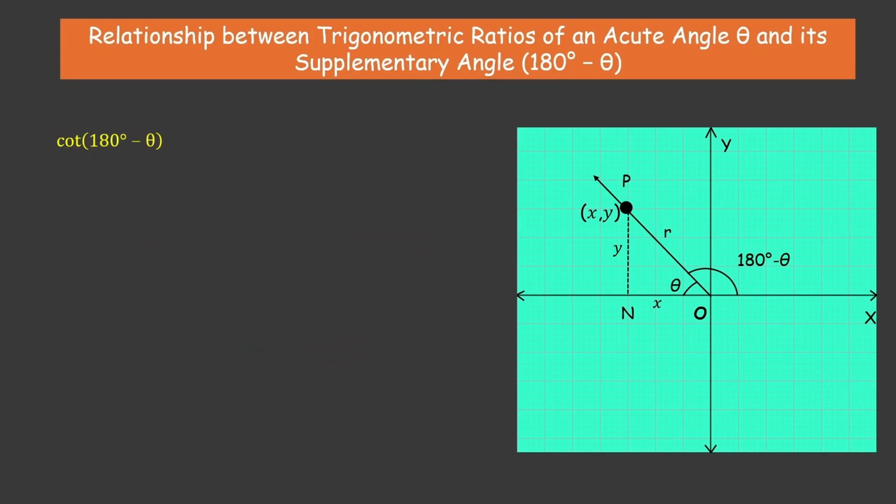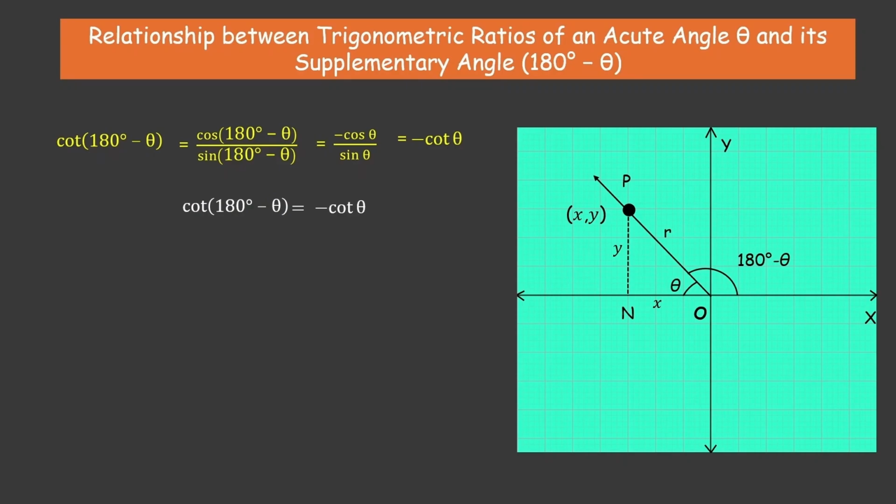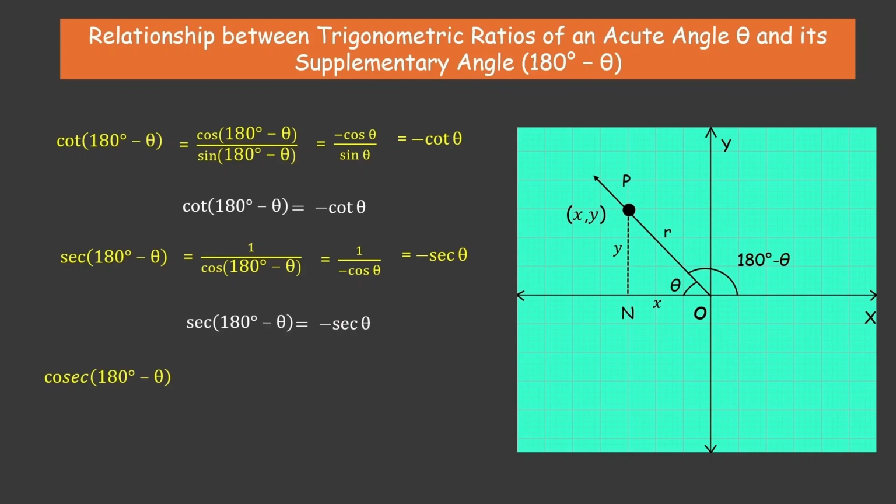Next, we have cotangent of 180 minus theta. This is going to be minus cos theta upon sine theta. Once again, minus cot theta. So cot of 180 minus theta is equal to minus cot theta. Next, if we look at secant of 180 minus theta, which is the reciprocal of cosine of 180 minus theta. Cosine of 180 minus theta is equal to minus cos theta. So this is equal to minus secant theta. Lastly, we have cosecant of 180 minus theta, which is the reciprocal of sine of 180 minus theta. Now, this is equal to cosec theta.